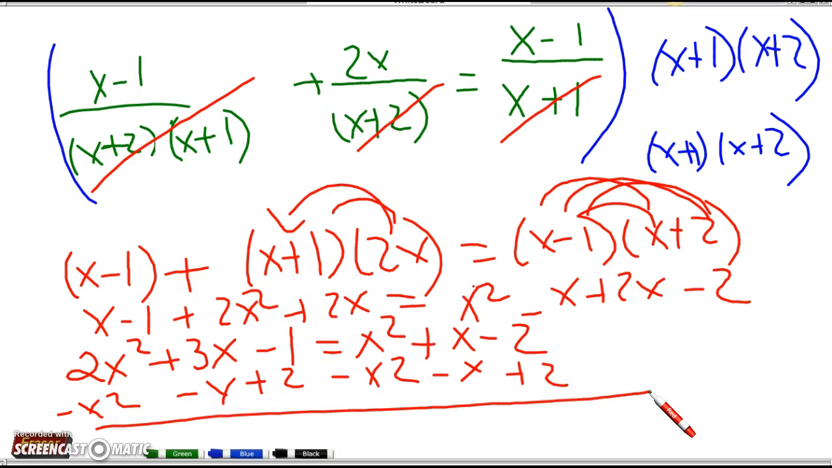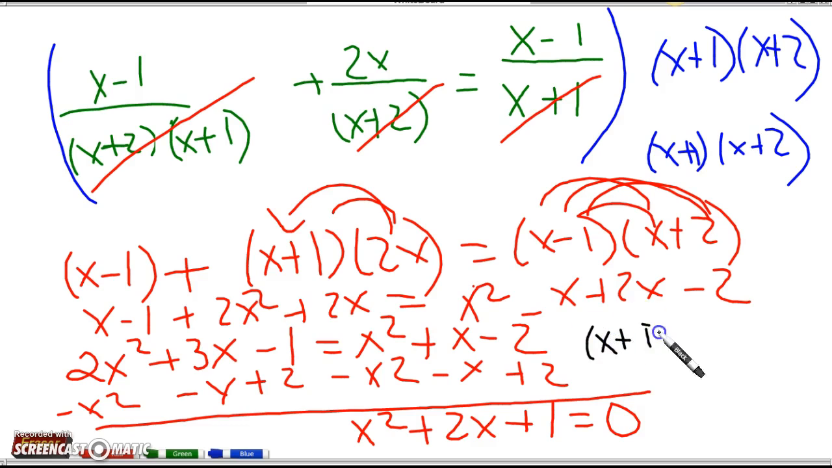Alright, and I get x squared plus 2x plus 1, and I just ran out of space, that's why I brought it over here. And so when I factor this, and do it in black, I get x plus 1 times x plus 1, and that looks like what we got on the graph too. So x equals negative 1.